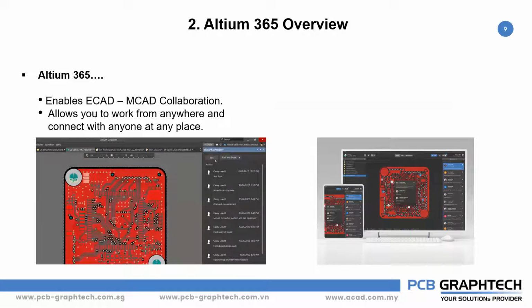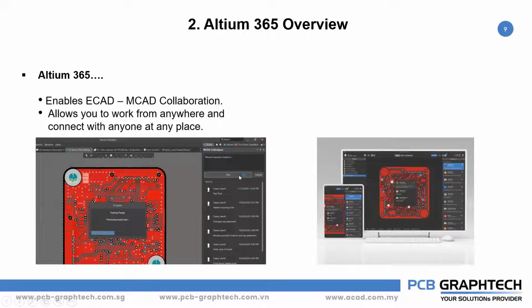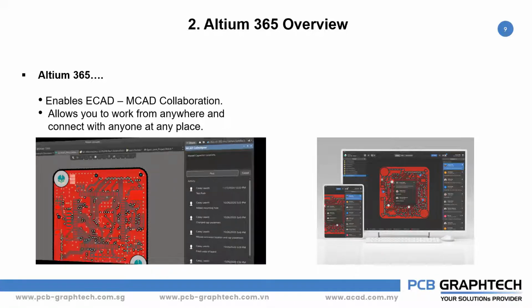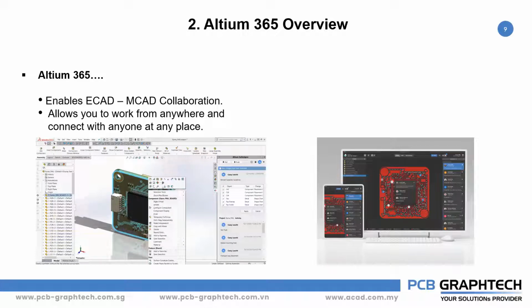Directly from Altium Designer itself, by going to the MCAD CoDesigner panel, you can push your project, your layout, directly to the mechanical software, and the mechanical designer on the mechanical software side can open it and make the changes. This is very interesting. No more importing and exporting of files, so there is no missing data or anything like that.